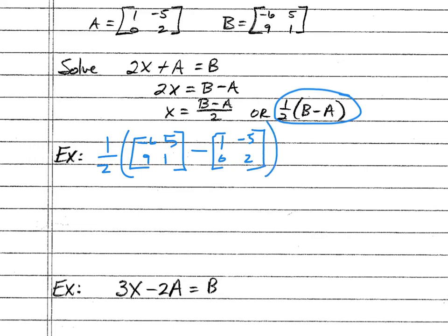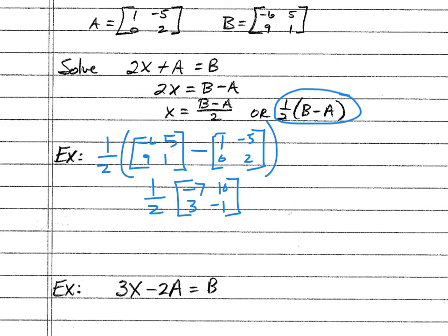Okay, so order of operations tells me I have to do the inside of the parentheses first. So I'm going to go ahead and subtract these two matrices, and I get 1/2 times the matrix. If I subtract them, negative 6 minus 1 is negative 7. 5 minus negative 5 becomes 5 plus 5, which is 10. 9 minus 0 is 9, and 1 minus 2 is negative 1.